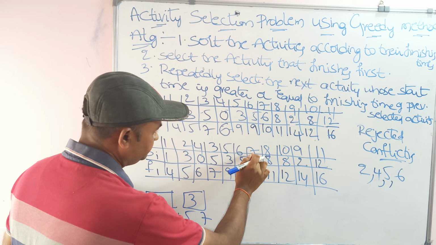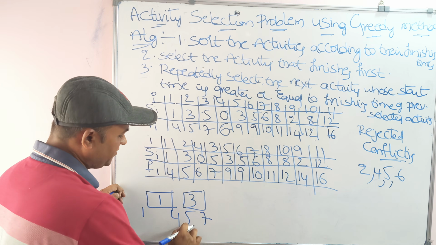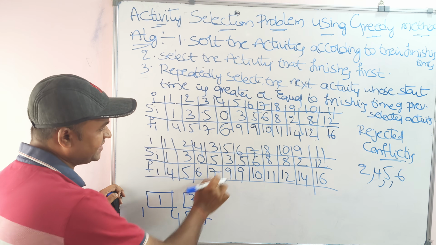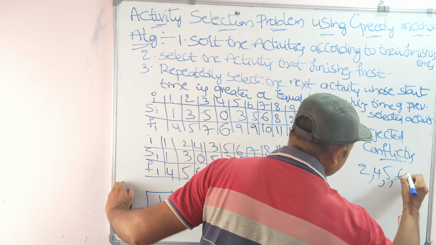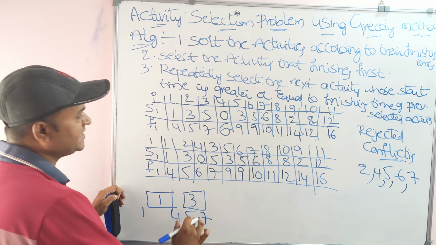Next, seventh activity. Seventh activity starting time 6. But 5 to 7 we are executing the third activity. So seventh activity is also conflicting activity. That activity is also rejected activity.